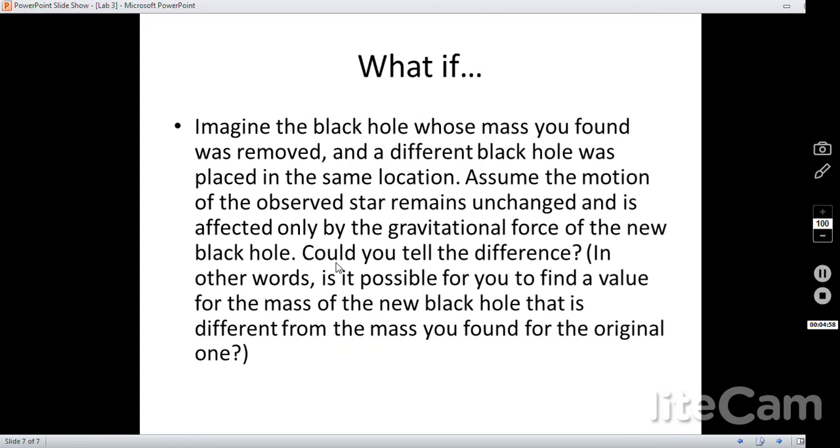The what-if question is, if the black hole whose mass you found was removed and a different one was placed in the same location, and the star's movement is unchanged, there would be no change in the mass of the black hole. They are directly proportional. There would be no difference because you wouldn't be able to change the mass of the black hole that the star is orbiting without changing the mass of the star or the distance between the two. And if you change either one of those, it would not be the same problem, and it would not be an unchanged path.